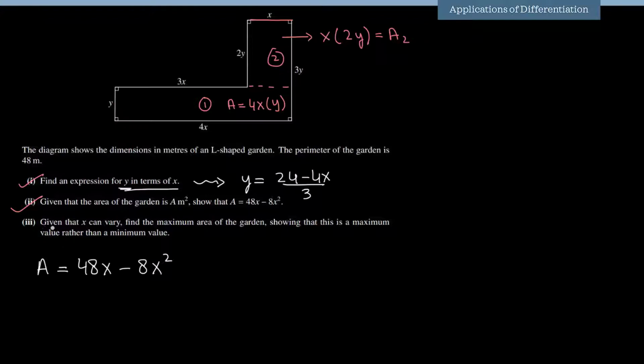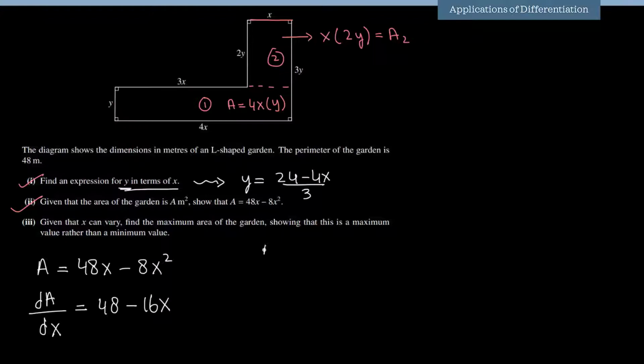In the third part, it is told that given that x can vary, find the maximum area of the garden, showing that this is a maximum value rather than a minimum value. So x is varying and I need to find the maximum area of the garden. So this means that the area has a stationary value. The equation I have is of area in terms of x and it is told that x can vary. So when A has a stationary value, dA upon dx would be equal to 0. So to find the maximum value of area when x is varying, first I'll differentiate this equation with respect to x. So dA upon dx would be equal to 48 minus 16x.